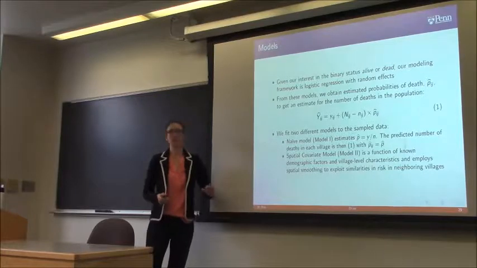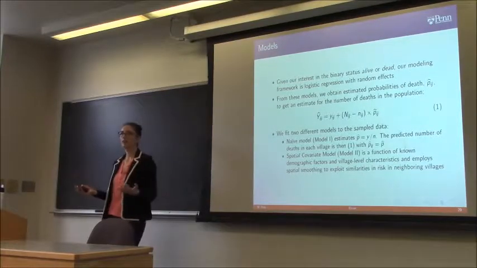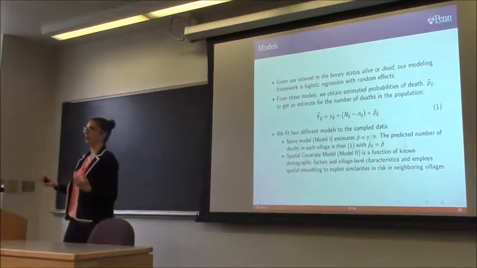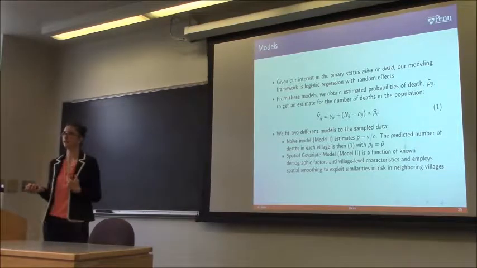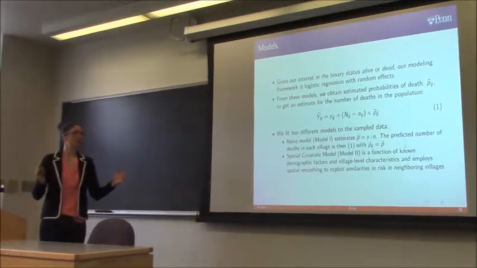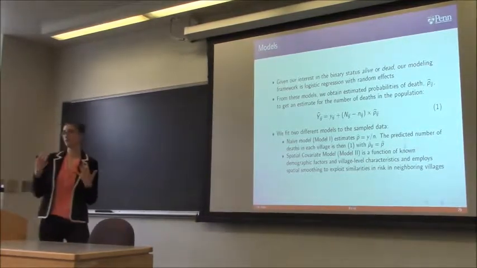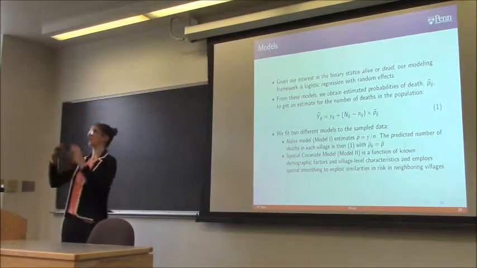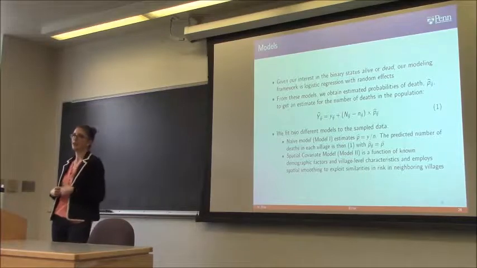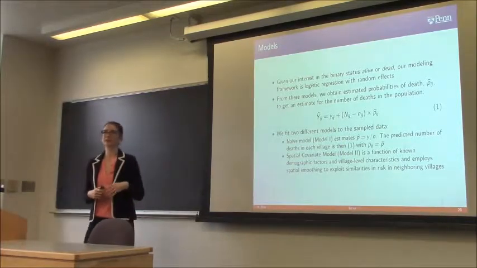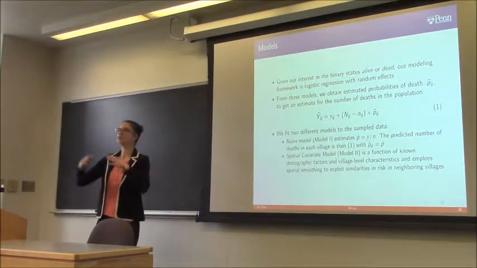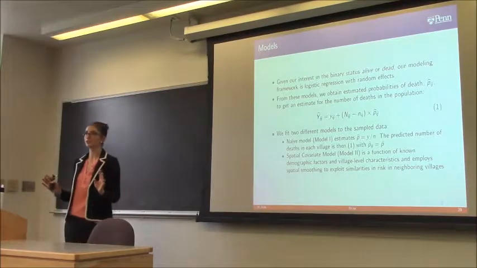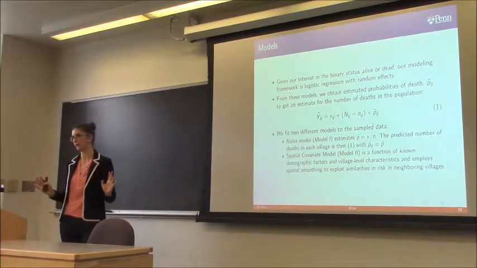So the first way is just a naive model. If I sample a bunch of people, say 100, and I observe 2 deaths, even though I've seen people in different age groups and different sexes, and I've seen people in many different villages, I might just say, okay, let's just add everybody together, and I'll say my estimated probability is 2 out of 100. And I'm just going to apply that to every age and sex group and every village, and call it good.